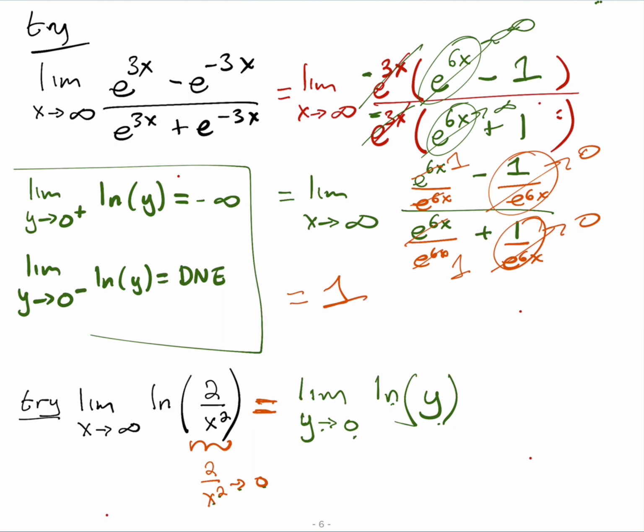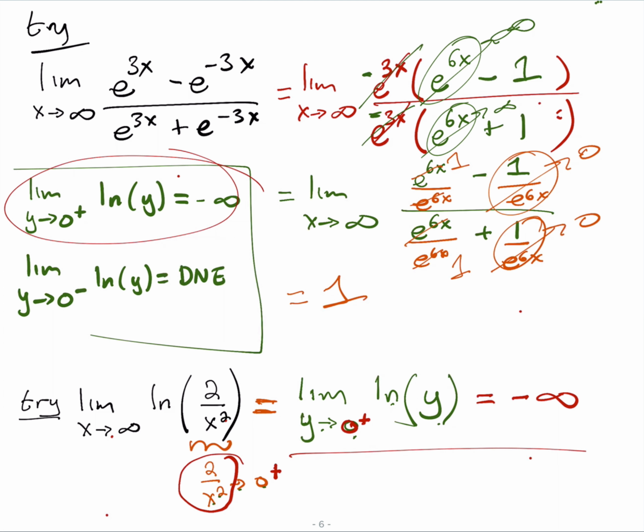Now, y. What's the deal here? 2 over x squared. As x goes to infinity, this is approaching 0 from the positive direction, because all the numbers are positive. 2 over x squared is positive as x goes to positive infinity. So the limit as x goes to infinity of ln of 2 over x squared is actually equal to the limit as y approaches 0 from the positive direction. Does that make sense? Which is then equal to minus infinity.